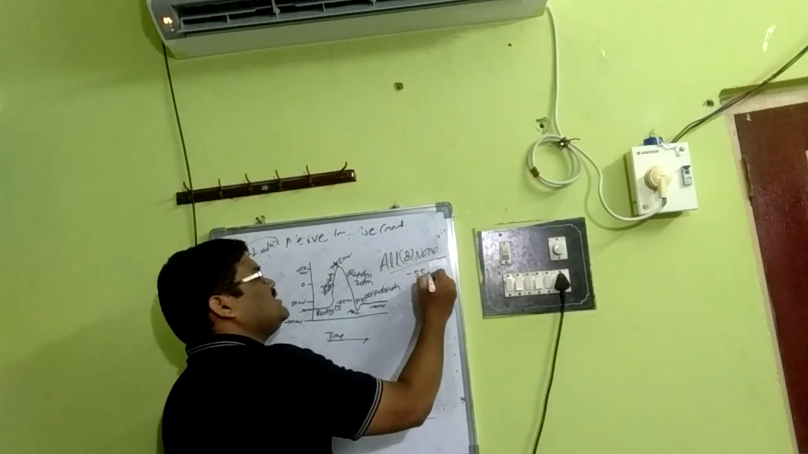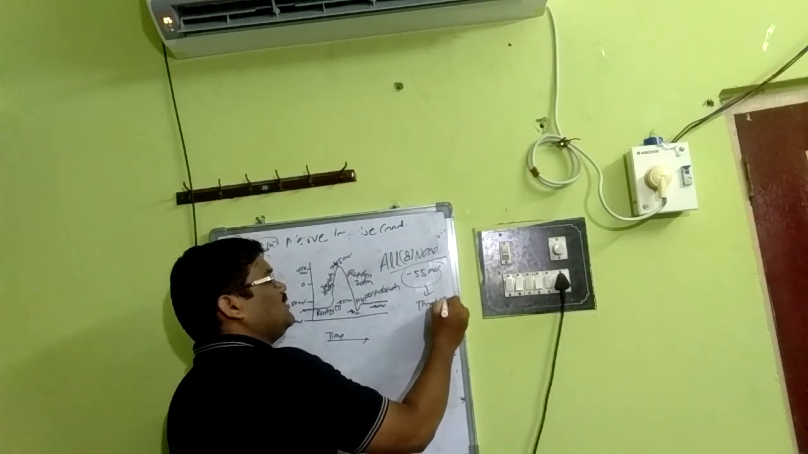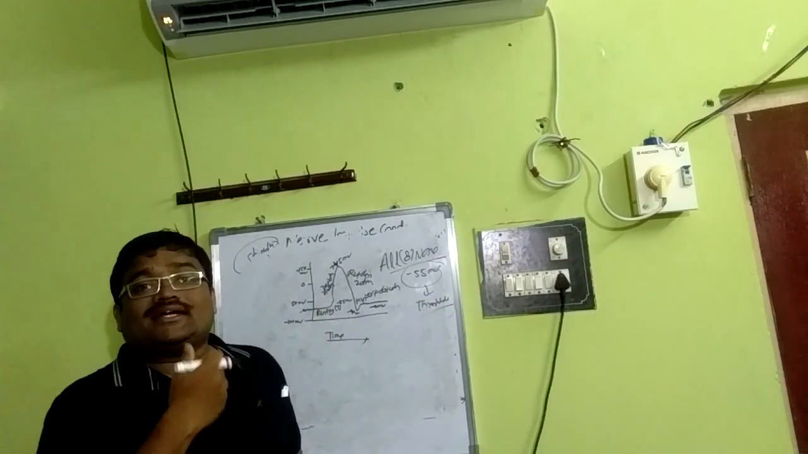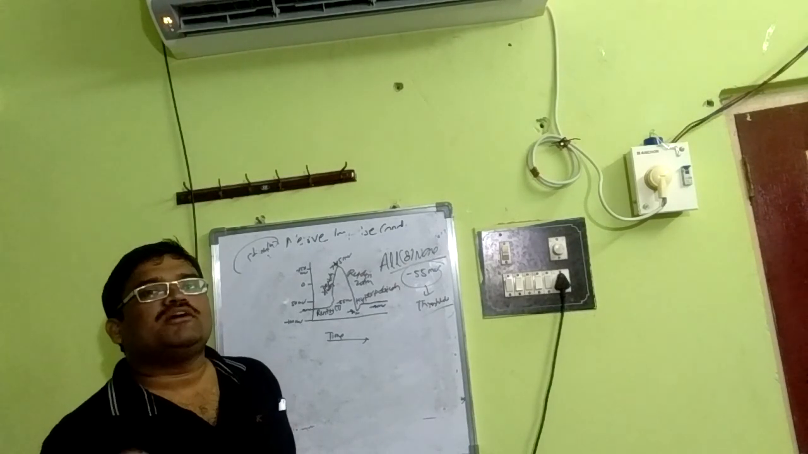The crux point is minus 55 millivolts, which is the threshold. This is a very important point. To conduct a nerve impulse, there should be a stimulus of minus 55 millivolts capacity.